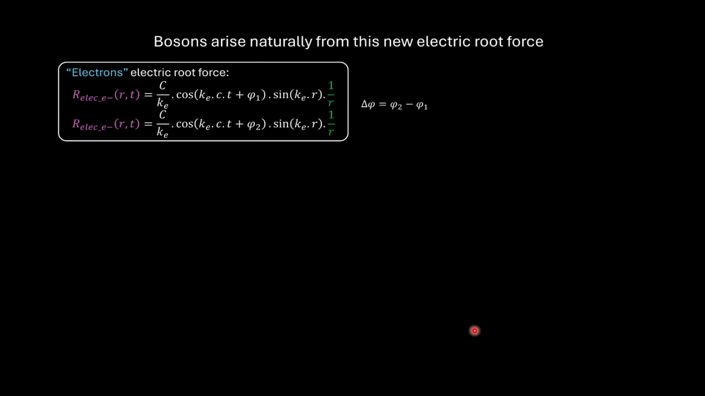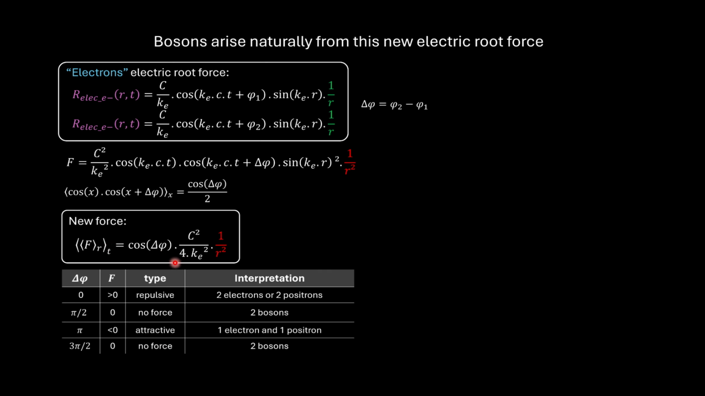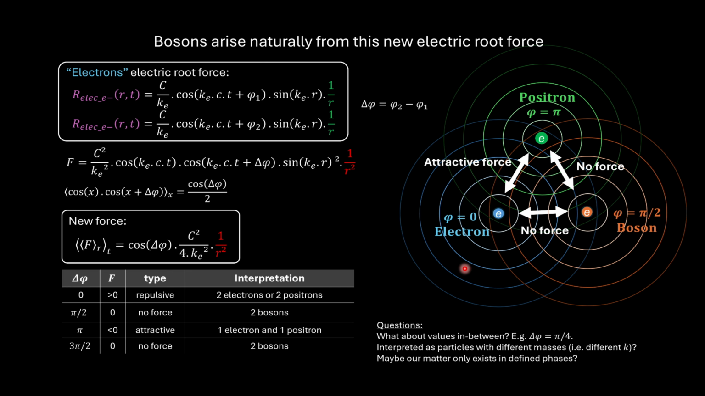Now let's compare the case when both electrons do not have the same phase. The average force looks something like that, and it depends on the phase shift between the two electrons. If there is no phase shift, the force is positive, so repulsive, and we interpret that as two electrons. If there is a pi/2 phase shift, it means there is no interaction between the two particles, they are bosons, etc. So what happens when we take three electrons with different phases?